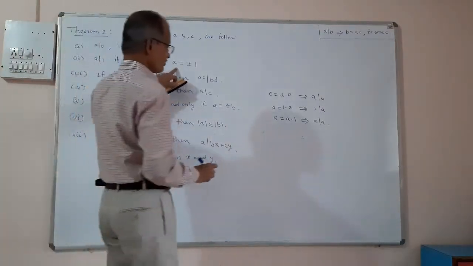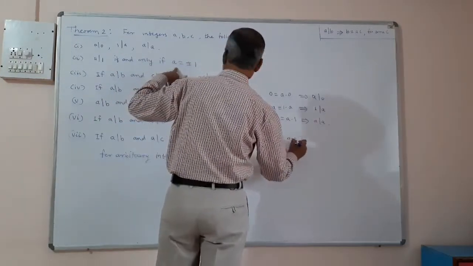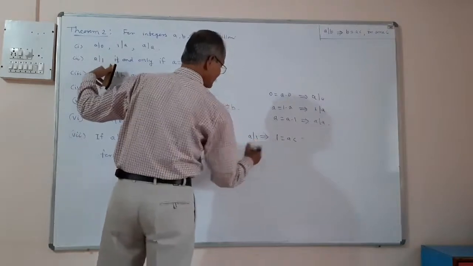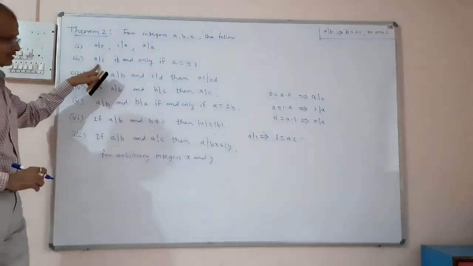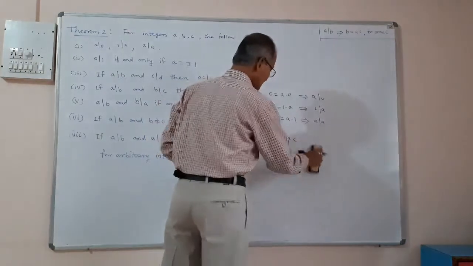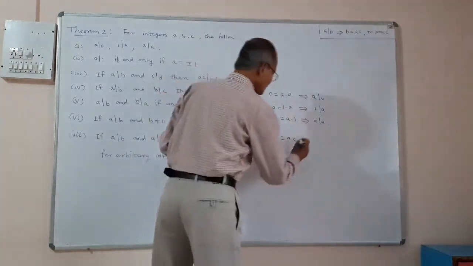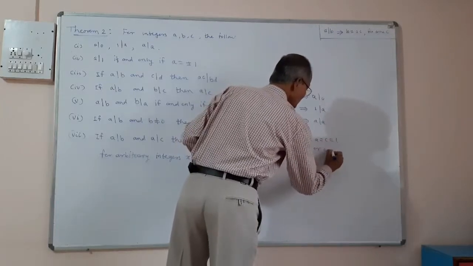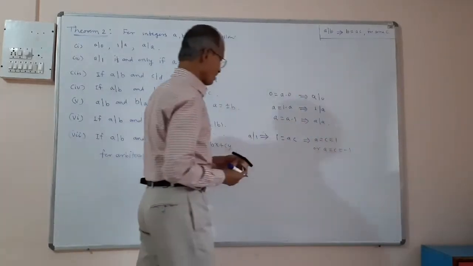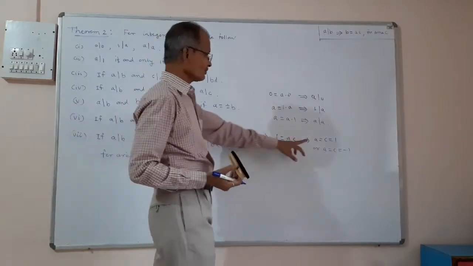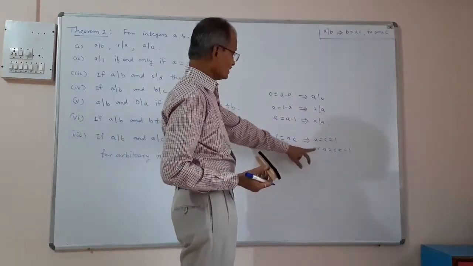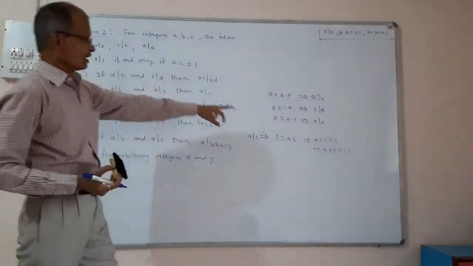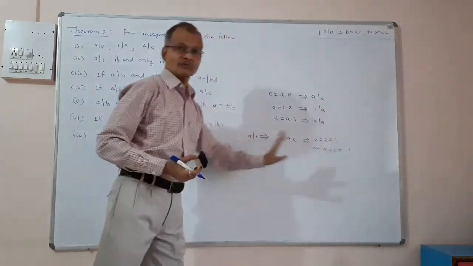And A divides 1 if and only if A is equal to plus or minus 1. So here we can write, if A divides 1, then this implies 1 is equal to AC, and if 1 is equal to AC, where A and C are integers, then this implies A is equal to C is equal to 1, or A is equal to C is equal to minus 1. That means A is equal to C, either 1 or minus 1. A is equal to plus 1 or A is equal to minus 1.